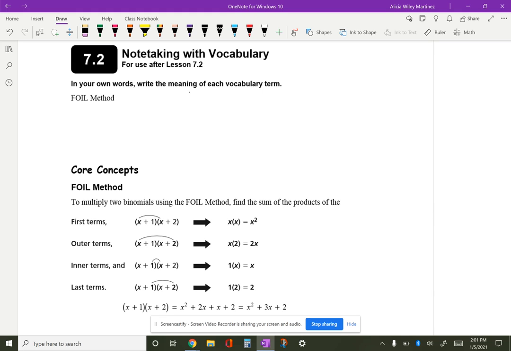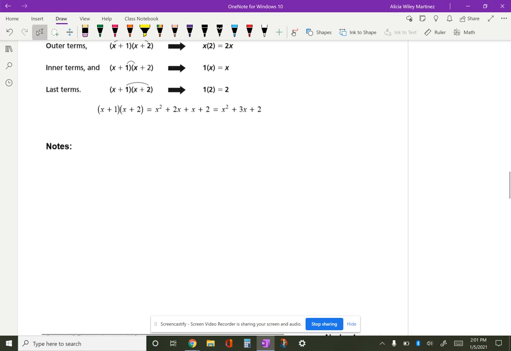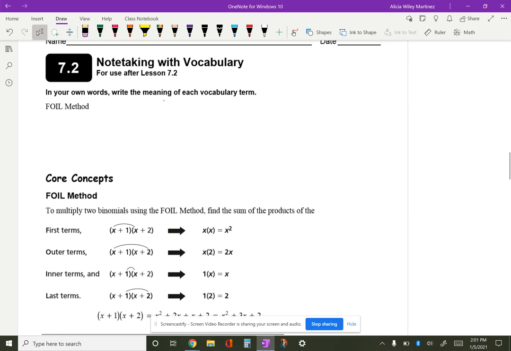Hello, Algebra 1. Today I'm going to be going over multiplying polynomials in your student journal starting on page 211. So let's go to page 211 and get started. Up at the top in the vocabulary section, I'm actually going to cross out the vocabulary word FOIL method. We'll talk about that later.